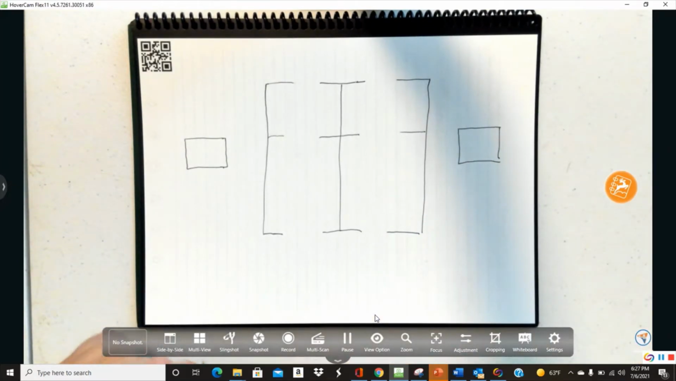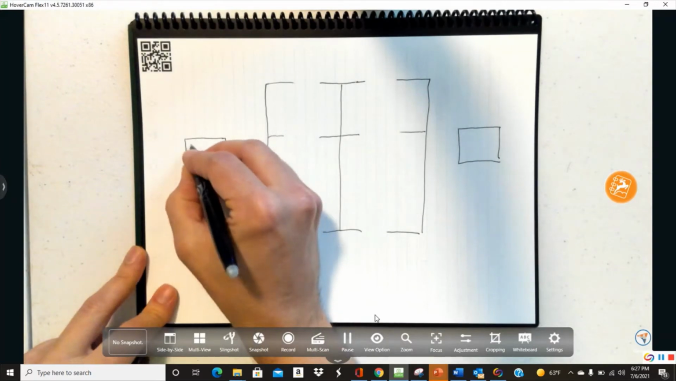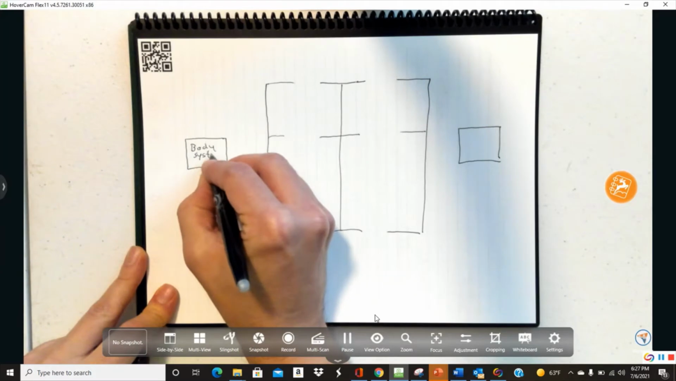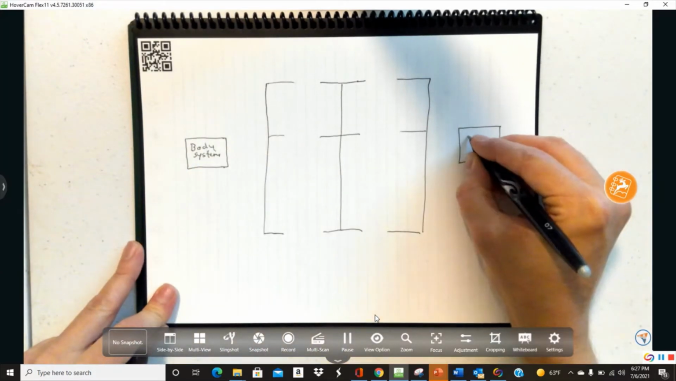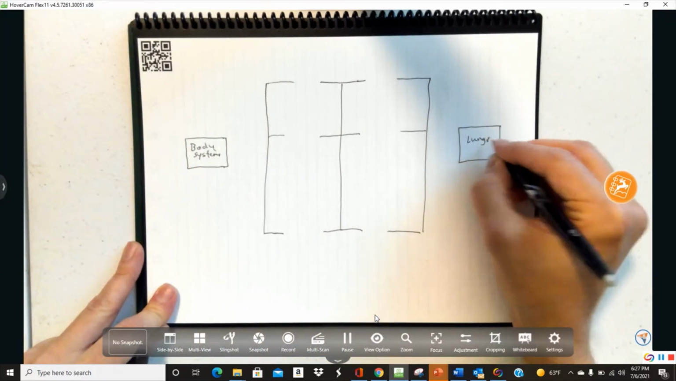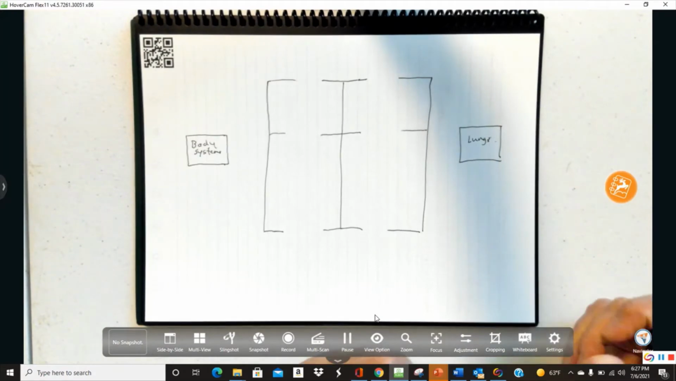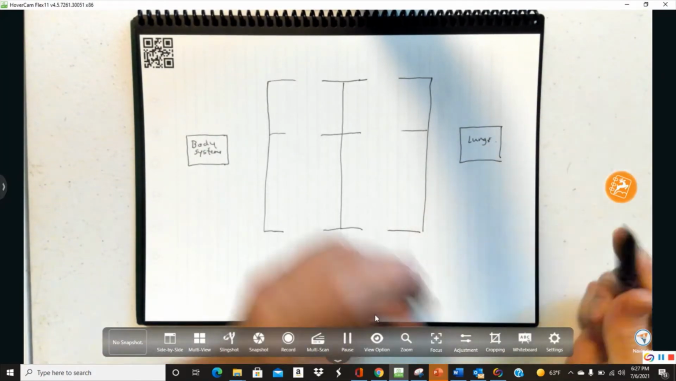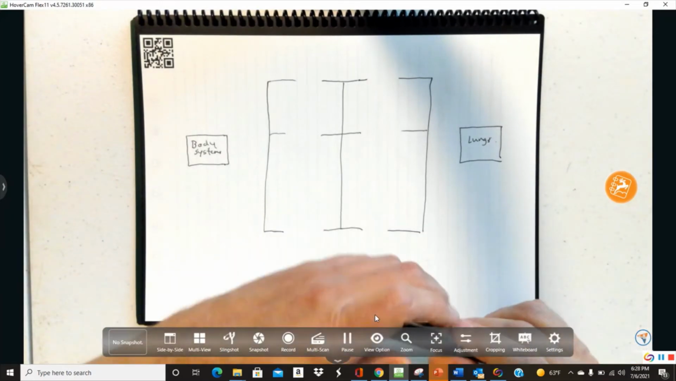Now, this box we're going to call body systems. Okay, body systems. And this box we're going to call lungs. Now, I have had people say, you're not doing it right. It doesn't matter which side we actually put these boxes on. What matters is everything goes in the right place.